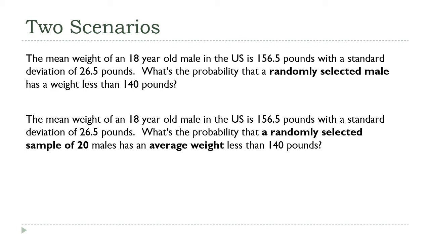In the first one, I give you information about the mean weight of an 18-year-old male, 156.5 pounds, and there's a standard deviation of 26.5 pounds. My question is, what's the probability that a randomly selected male has a weight less than 140 pounds? I've put in bold the key phrase here: a randomly selected male. We are talking about a single person. Because we're talking about a single person, I'm going to do what we did in the previous lectures. I'm going to calculate the z-score.